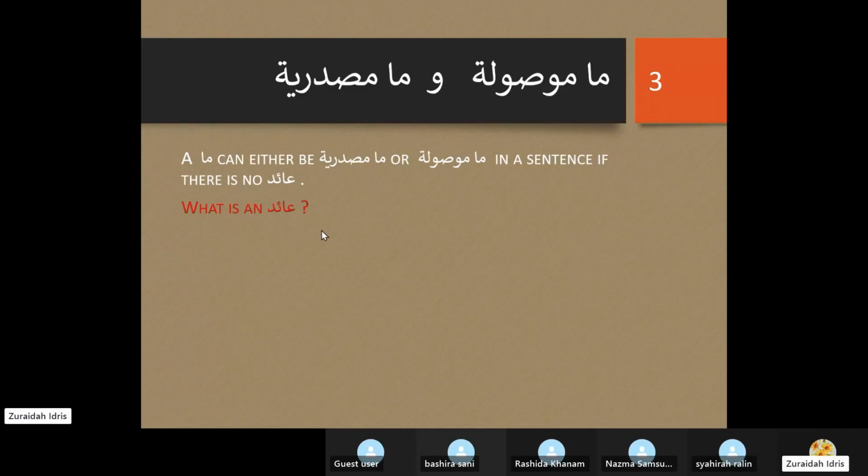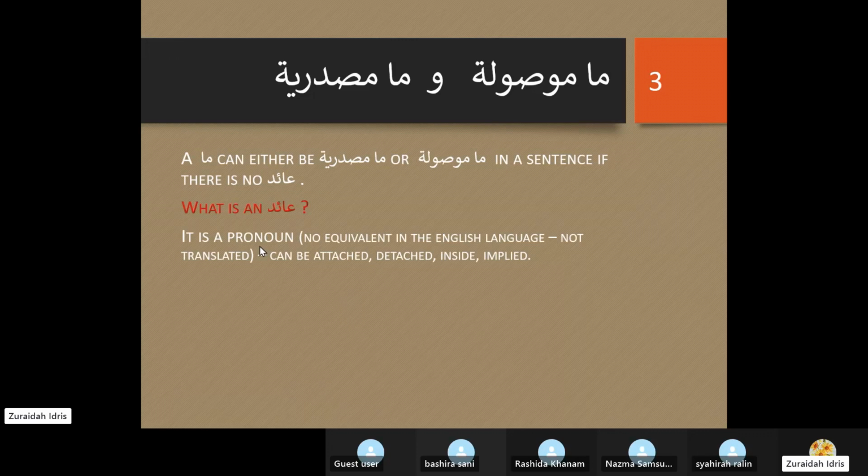In the context of an isim mausul and sila, this is the easiest way to understand it. It's a pronoun, and we don't have an equivalent in the English language. Like mubtada, we say is subject, and khabar is predicate. But for a'id, there is no English equivalent. When we translate, we normally do not translate the a'id. But it can be attached, detached, inside, or implied, just like any other pronoun.